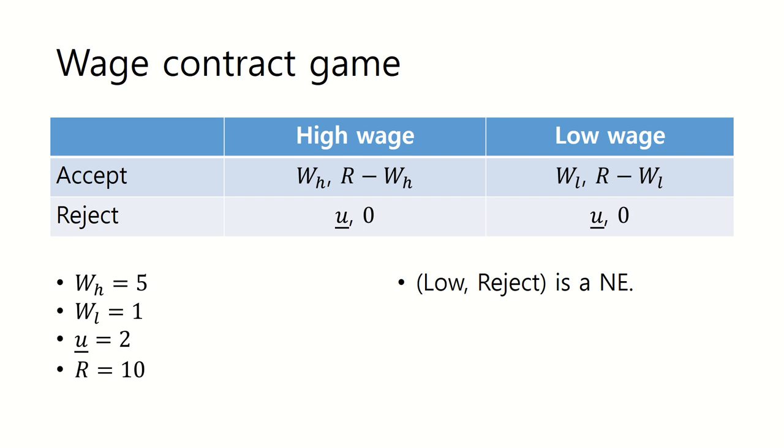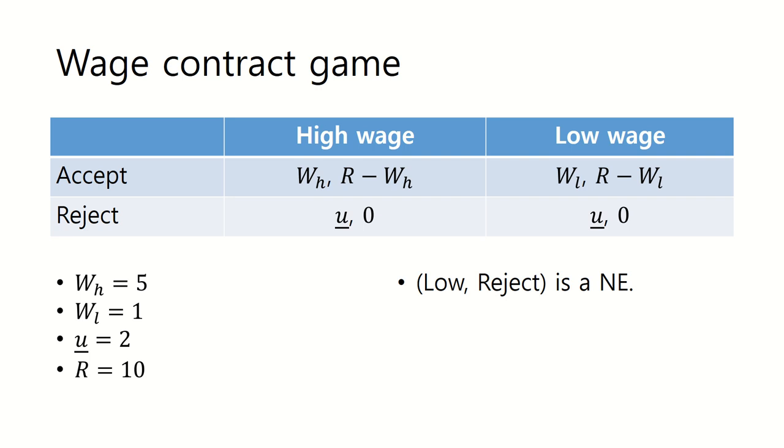What about the employer? The same. So given rejection, so the worker's action is given by rejection, the employer has no reason to change the action. Whatever the employer does, the payoff is always zero. So the employer just keeps offering low wage. You know, there is no reason to change the action. So in Nash equilibrium, no one has an incentive to deviate, and low and rejection is such a situation, so it's a Nash equilibrium.